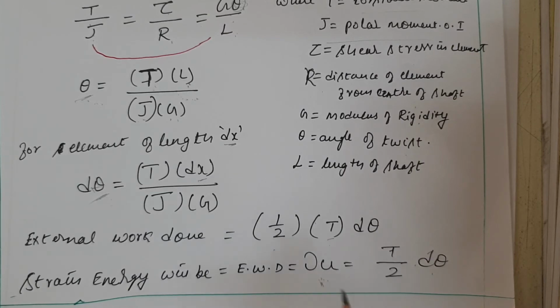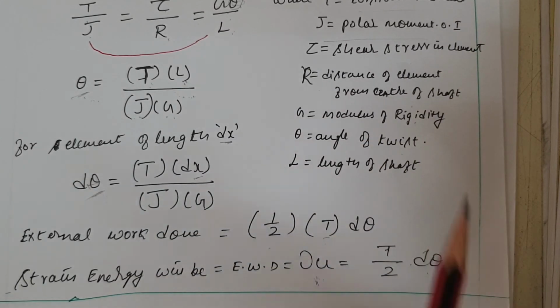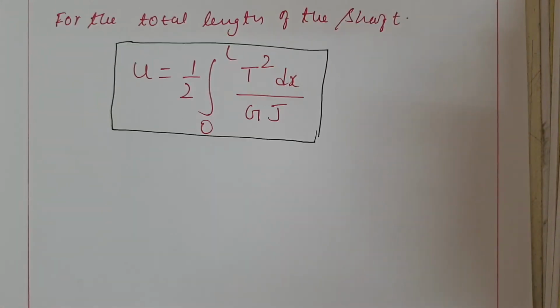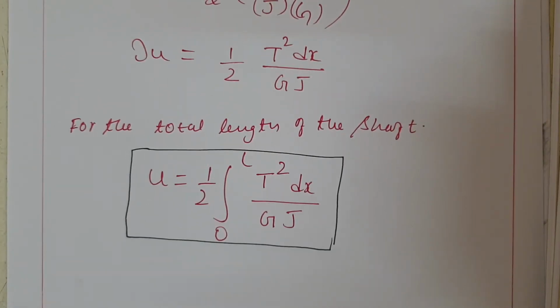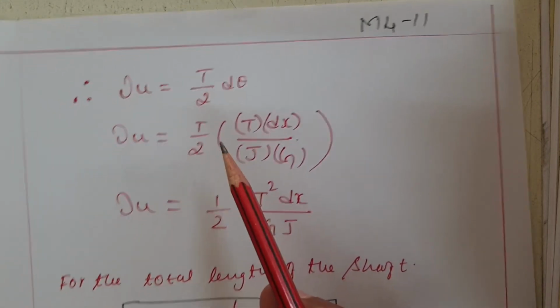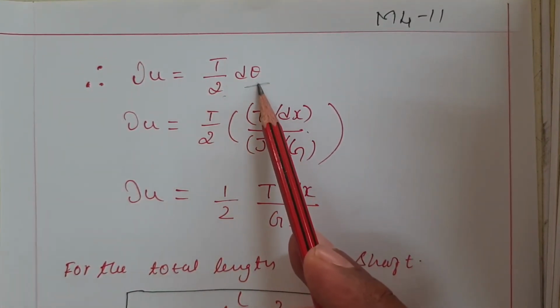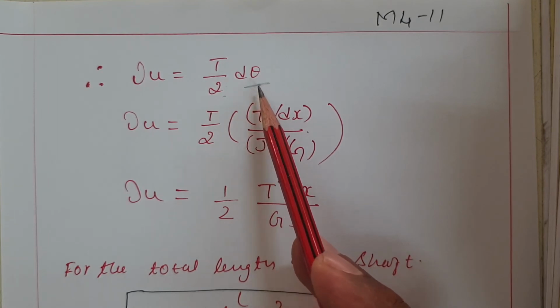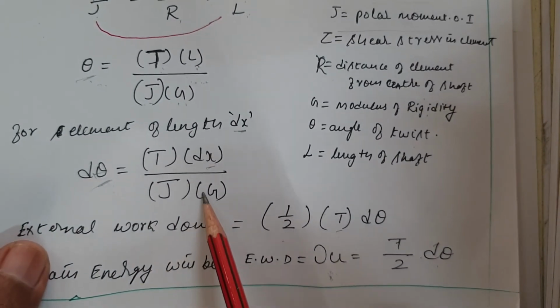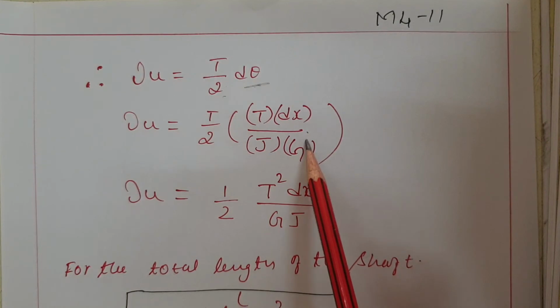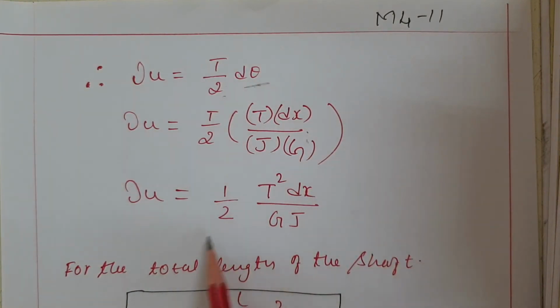For the small elemental deformation, du will be equal to T by 2 into d theta. We know the d theta value for the small element that I considered here. Substituting this value here, it will look like this, for simplification. This is for the small element.